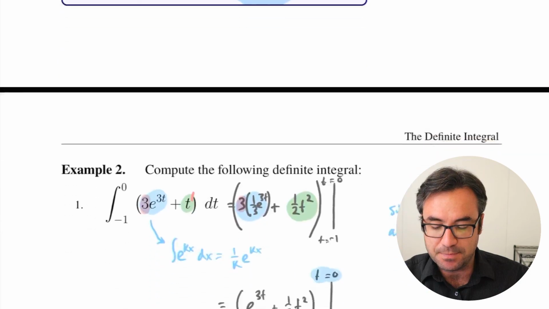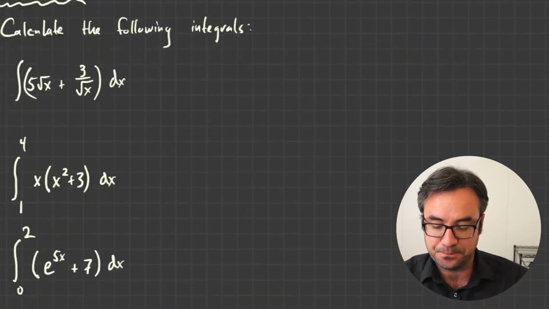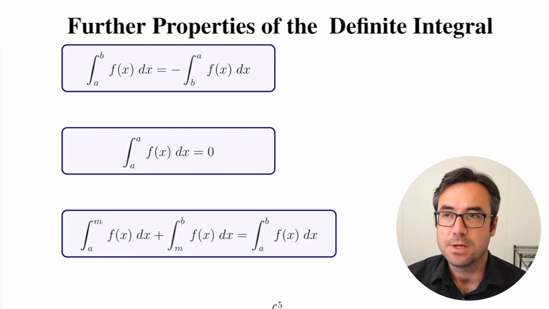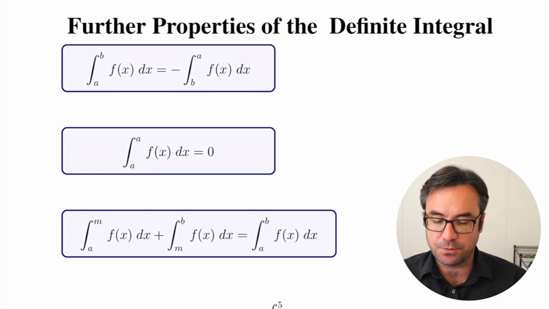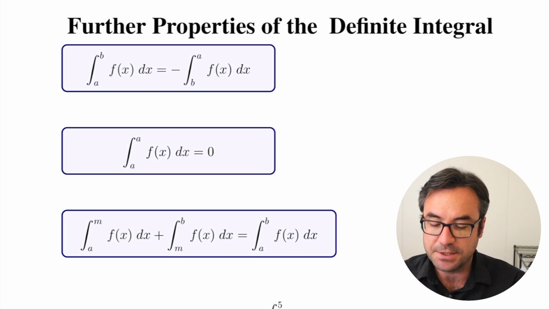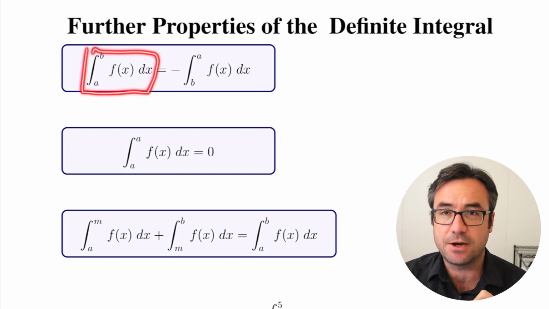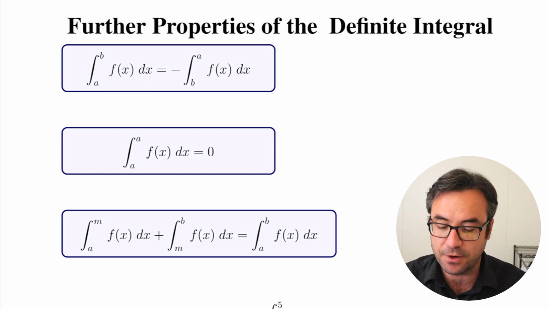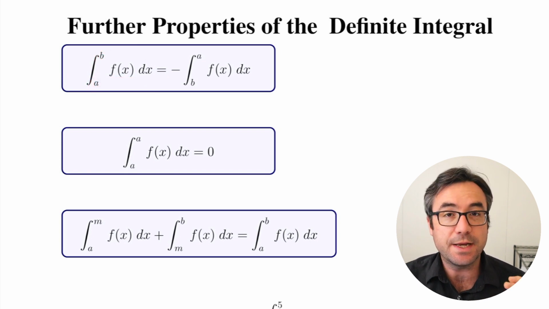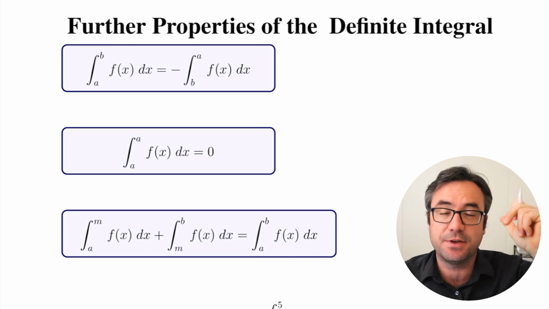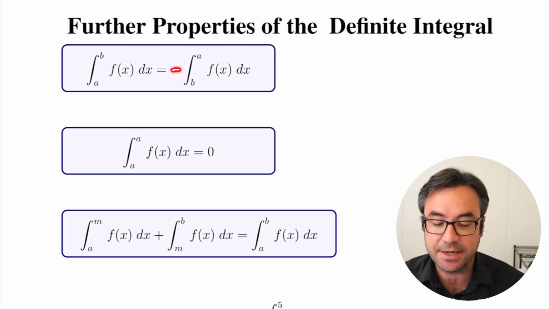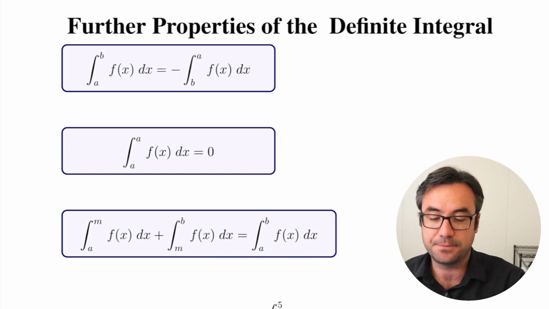So the next set of properties, though, these all have to do with our limits of integration. All right, so let's look at the first one. What does this first property say? Well, it says if we have a definite integral, so we're just integrating some function f of x from a to b, what we can do is we can actually switch the limits of integration. And what happens is that makes the result negative.